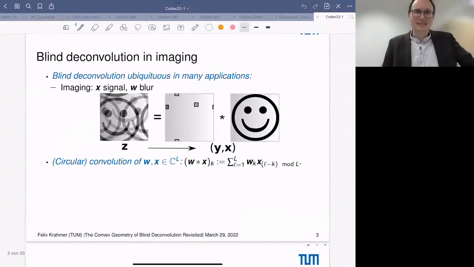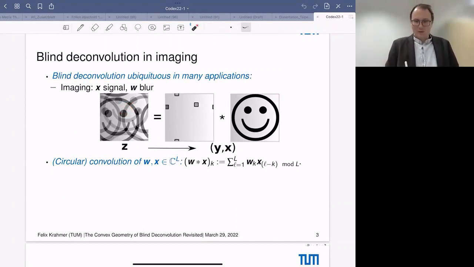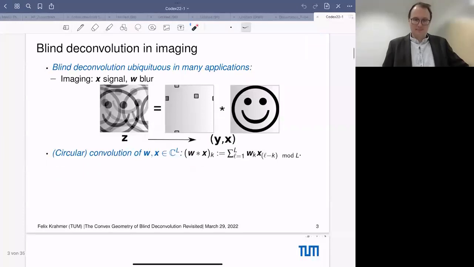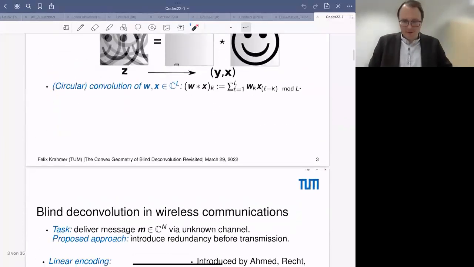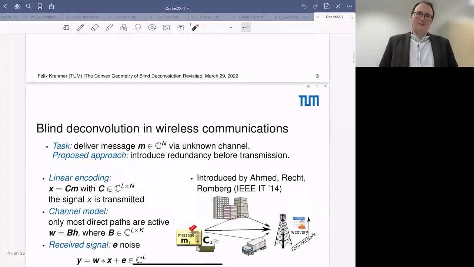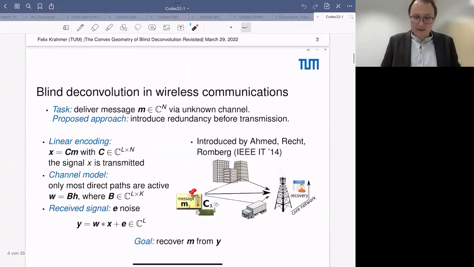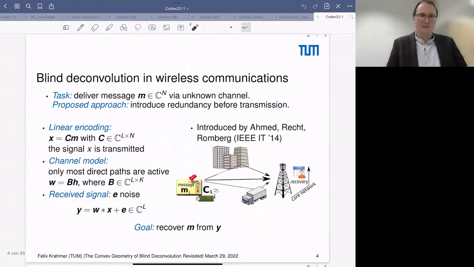Now the title says blind deconvolution, because of course, if I'm taking this picture here, then what I would like to have is this. We're having this convolution of our filter and our image, and we would like to get just the image back. And this is what you may have in mind, but what we are having as our main motivation is a related problem with a very similar mathematical formulation, but it's still slightly different. And that's mainly resulting from applications in wireless communications. The task here is that you have a message that you want to deliver via an unknown channel.